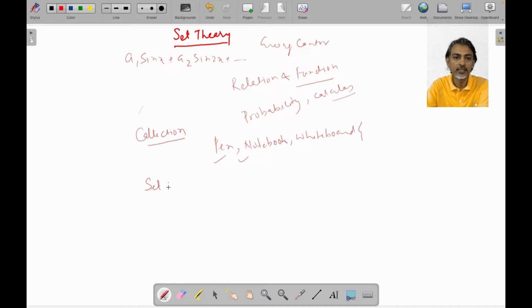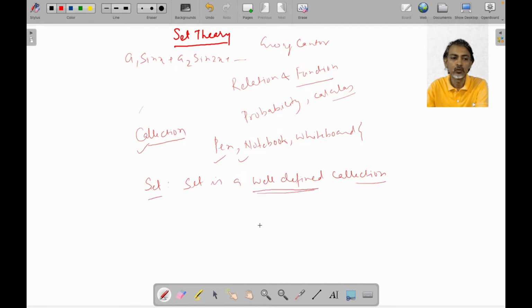So what is a set? A set is a well-defined collection. All right, a set is a well-defined collection. So it is building on top of a term which we already know. We know collection, and now set is being defined as a well-defined collection. What do we mean by a well-defined collection? A well-defined collection is something which is not dependent on people's perception.